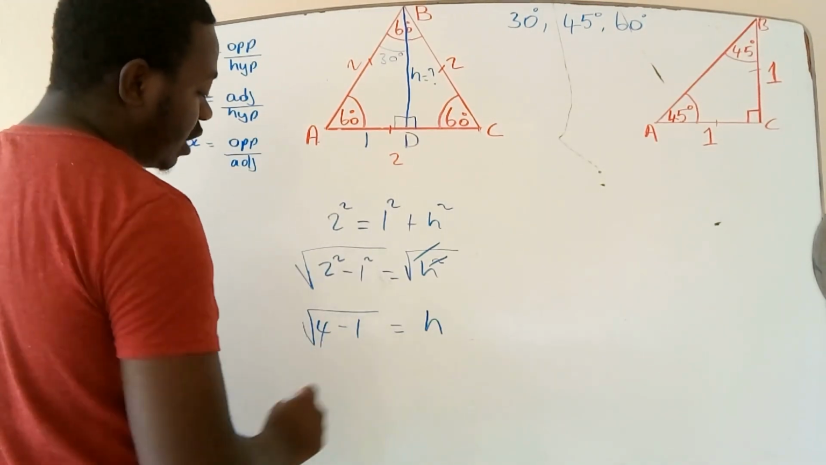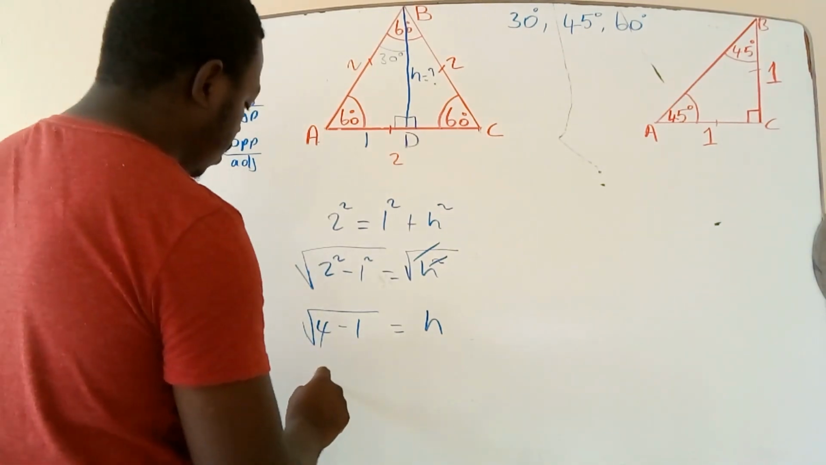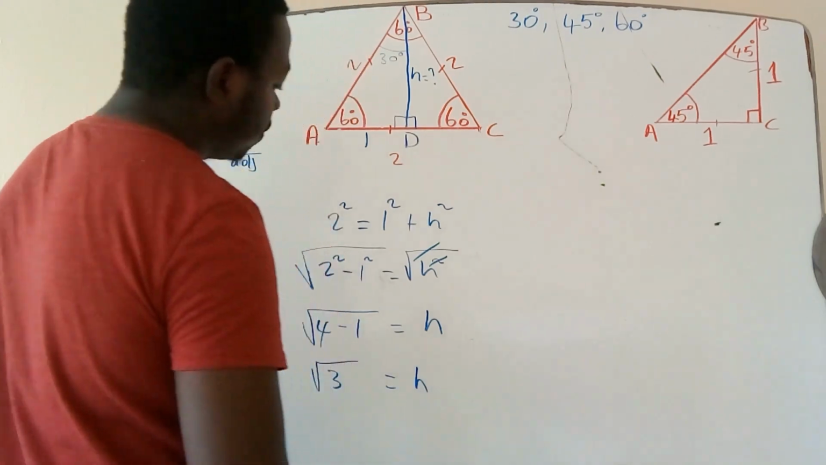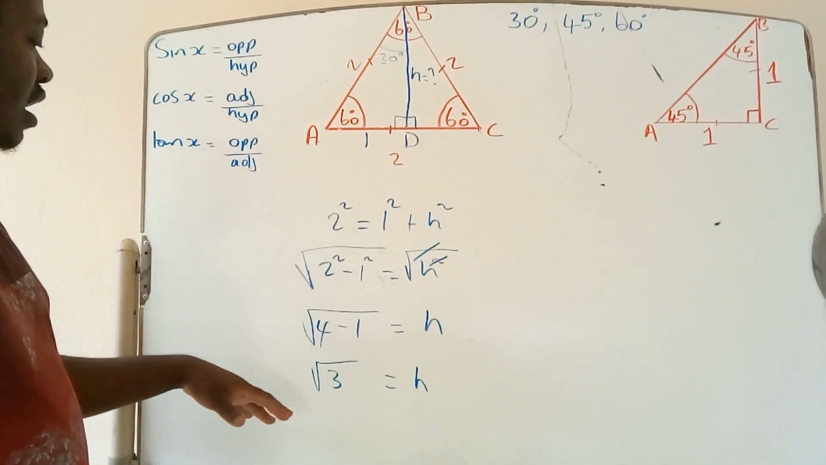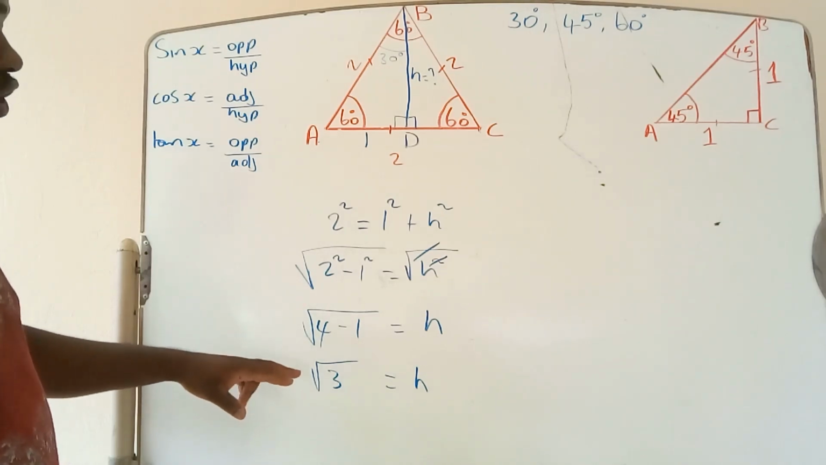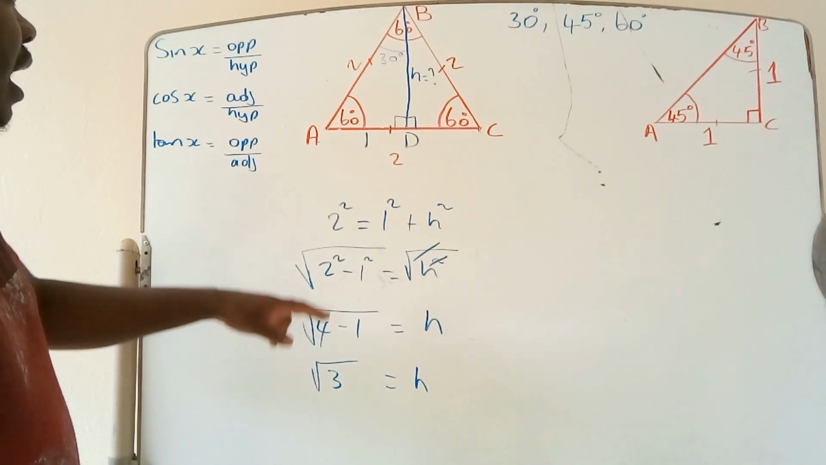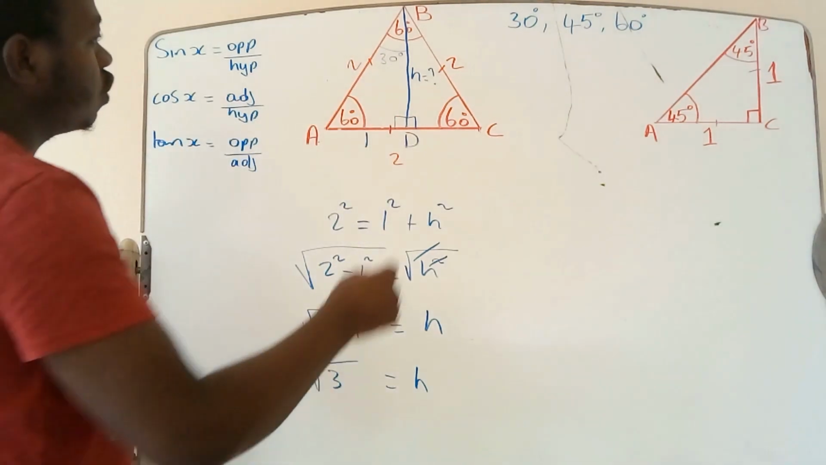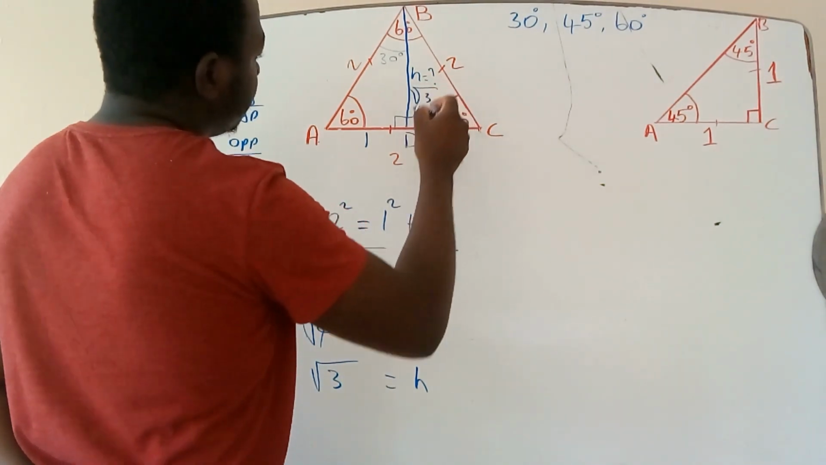That is just minus 1, right? Now what is 4 minus 1? That is just the square root of 3, which is equal to H. Right? I'm not going to simplify my value because I definitely want the value to be in surd form. So now I know that the height of this triangle is root 3.